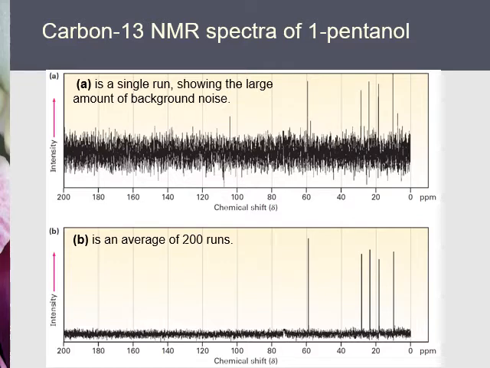Here is a carbon-13 NMR with a single run, and you can see the spectrum contains many noises. Some of the peaks are hard to tell if they are due to the sample or due to the noise. By FT-NMR with an average of 200 runs, most random noises are eliminated, and it gives clear peaks that are only due to the sample absorption.